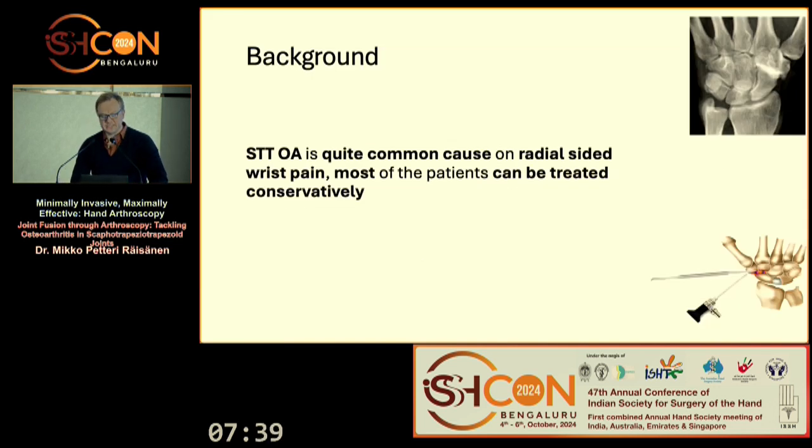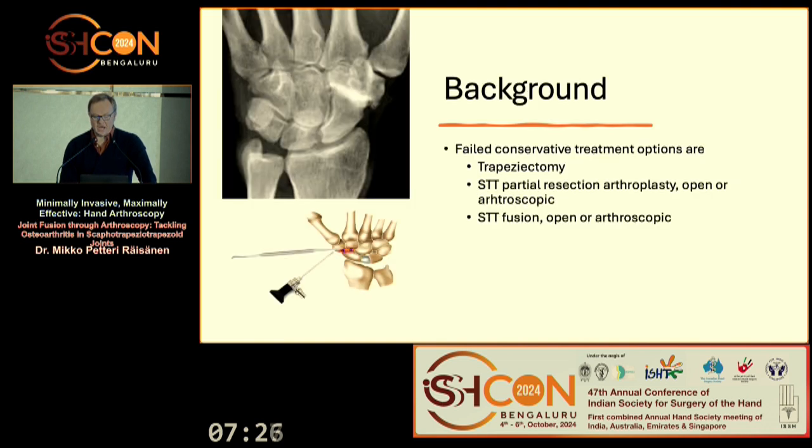STT osteoarthritis is quite a common cause of radial side wrist pain, but most of the patients can be treated conservatively, and at least I try the conservative treatment as long as possible. I'm not so eager to operate on these patients. If conservative treatment fails, the options are trapeziectomy, STT partial resection arthroplasty, open or arthroscopic, and STT fusion, open or arthroscopic.